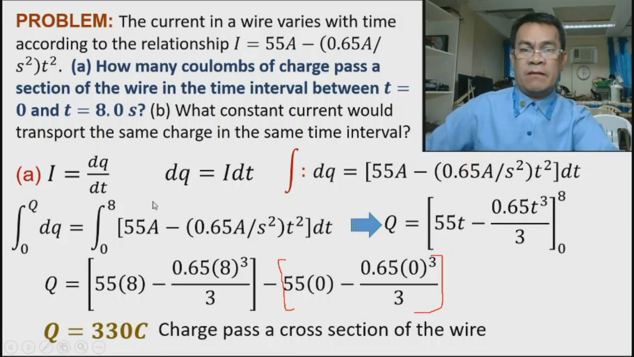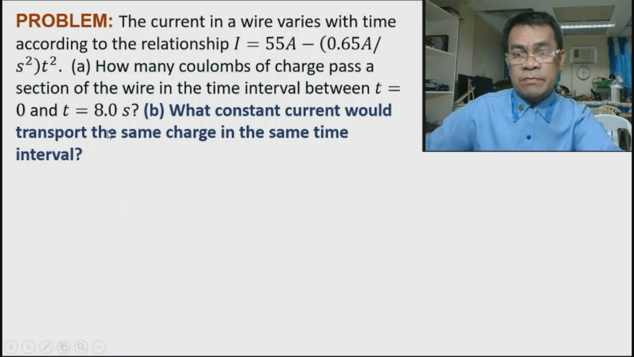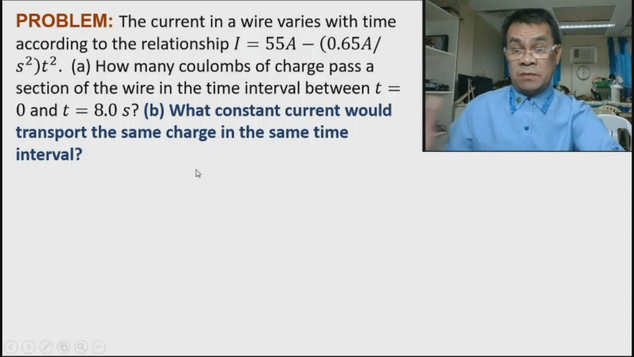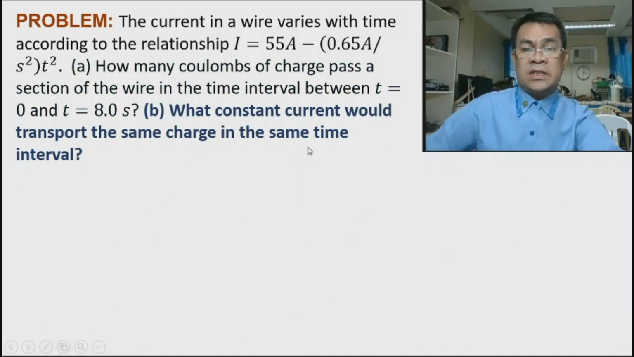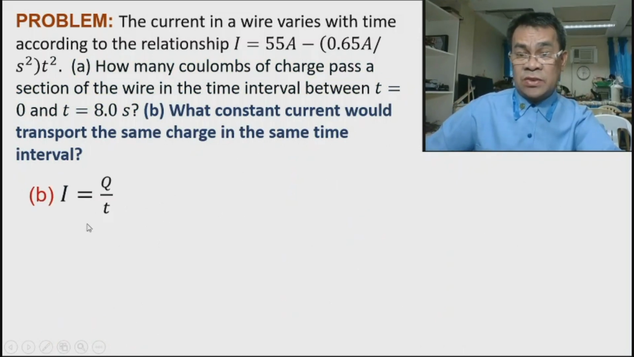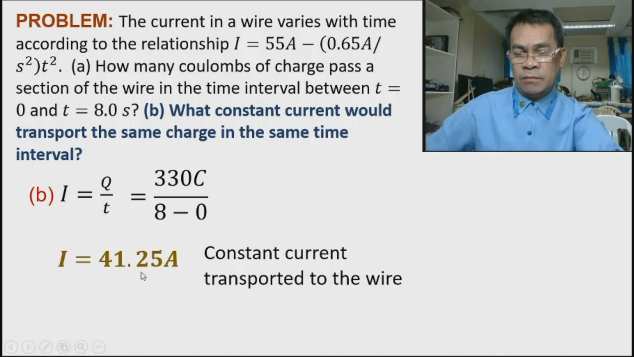In time from 0 to t. So this answers letter B. What constant current would transfer the same charge? The same charge, take note, is 330 coulombs, in the same time interval. Because this is a constant current, use this formula. Now, this time we already have the charge, 330, and the time interval is from 0 to t. So all you need to do is divide 330 by 8 minus 0, the final minus initial time. So the answer is 41.25 amperes. This is the constant current transferred to the wire.